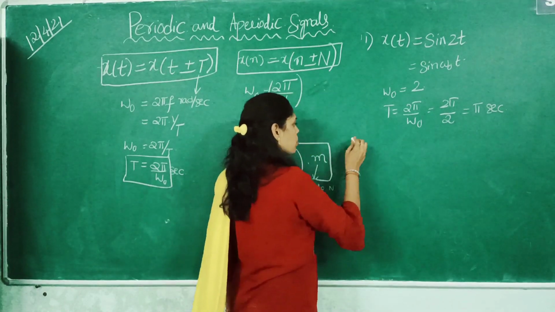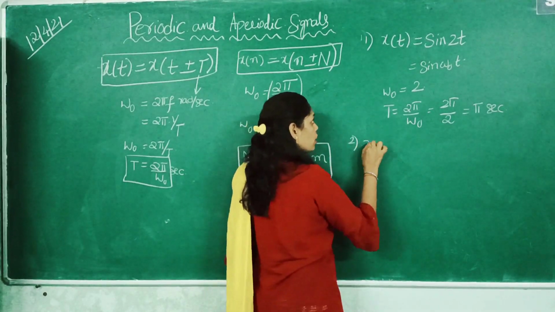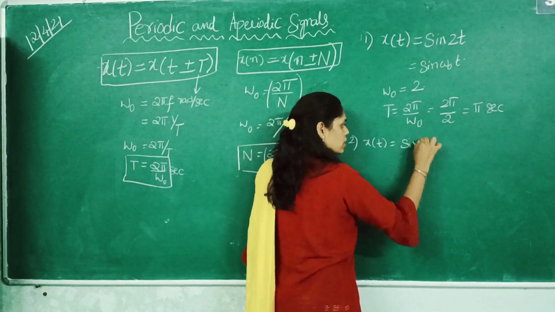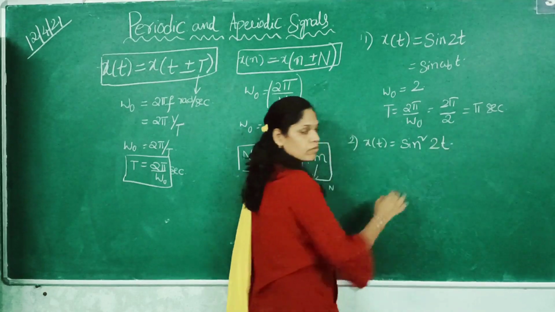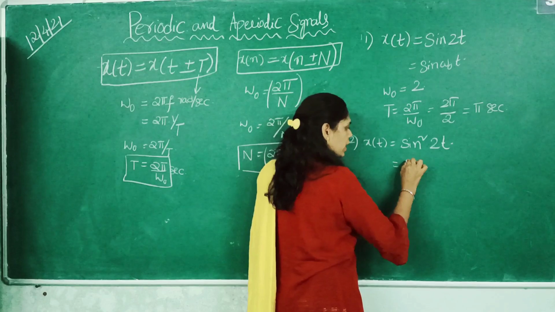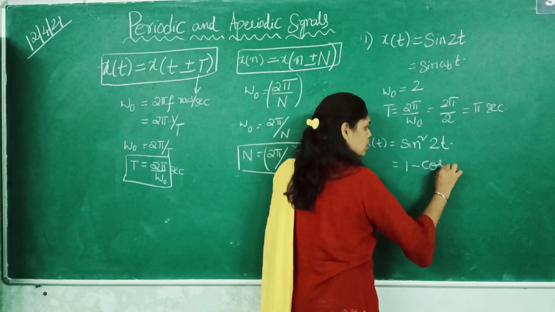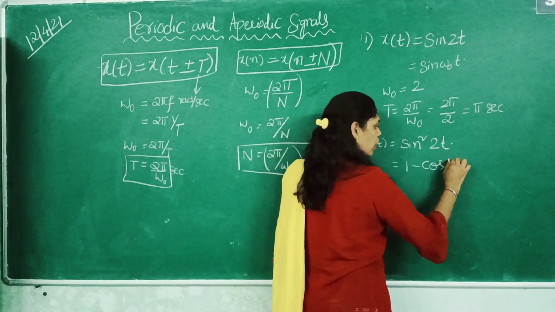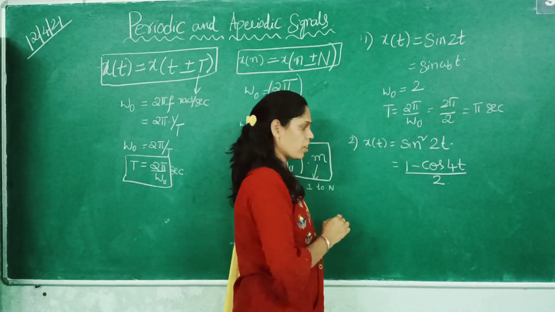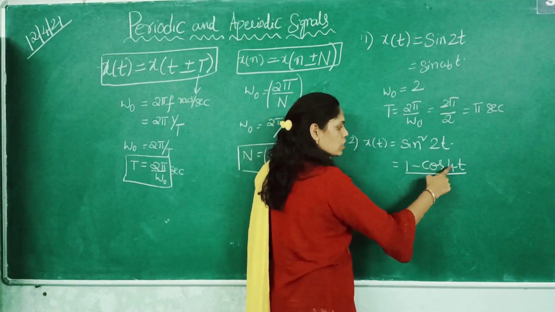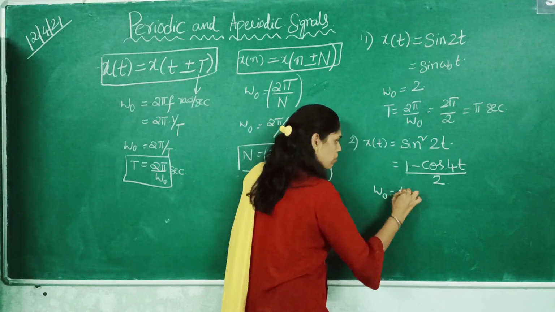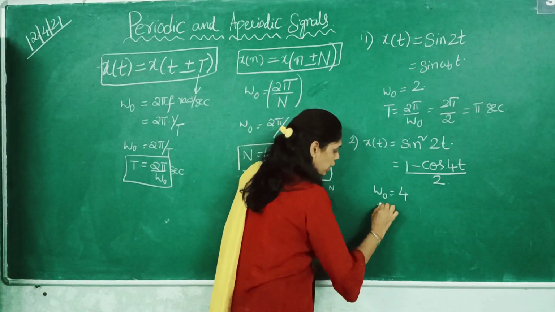So this is the first example, and coming to the second example. For example, x of t equal to sin square 2t. What is the equation we are having? x of t equal to sin square 2t. So what are we getting here? We can write this equation as 1 minus cos 4t divided by 2. So what is this in the form of cos omega naught t? What is omega naught? We are getting 4.